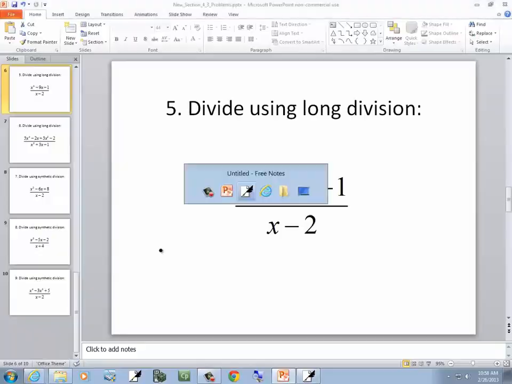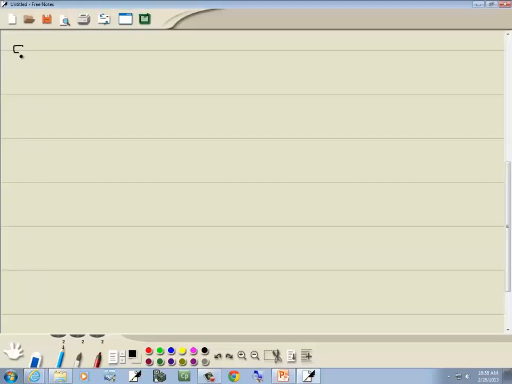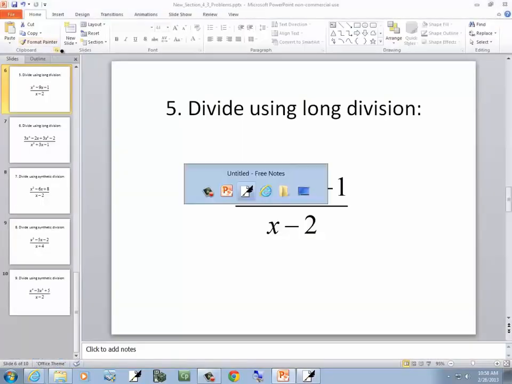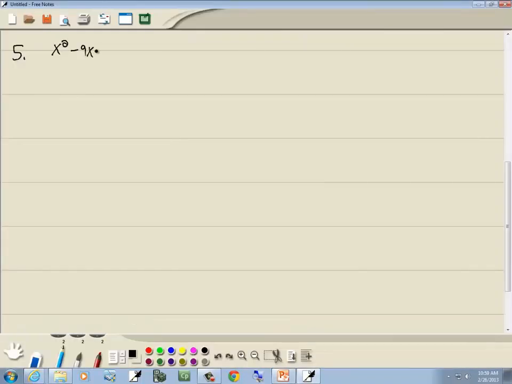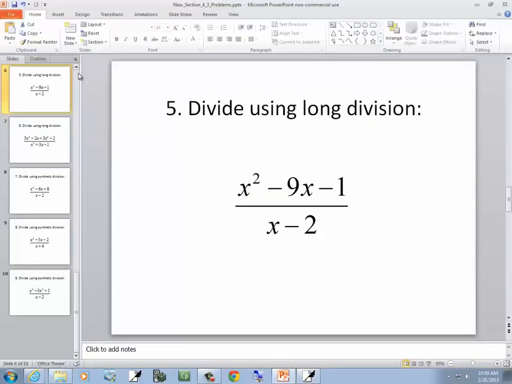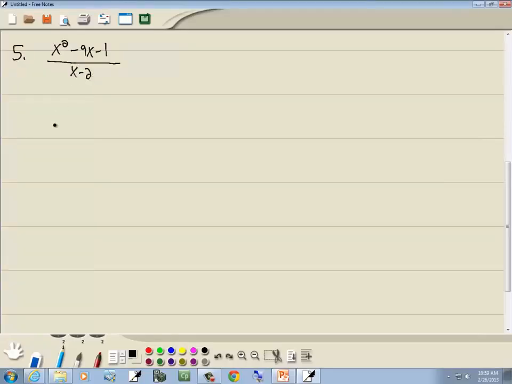Okay, let's take a look at this one. Got x squared minus 9x minus 1 over x minus 2. And we want to divide using long division. So again, I'm going to set it up in appropriate form. We look at the first term of each, decide what to put up on top. We ask ourselves, what times x gives us x squared? And that'd be x. Now remember, whatever you put up on top, you multiply by what's out in front.